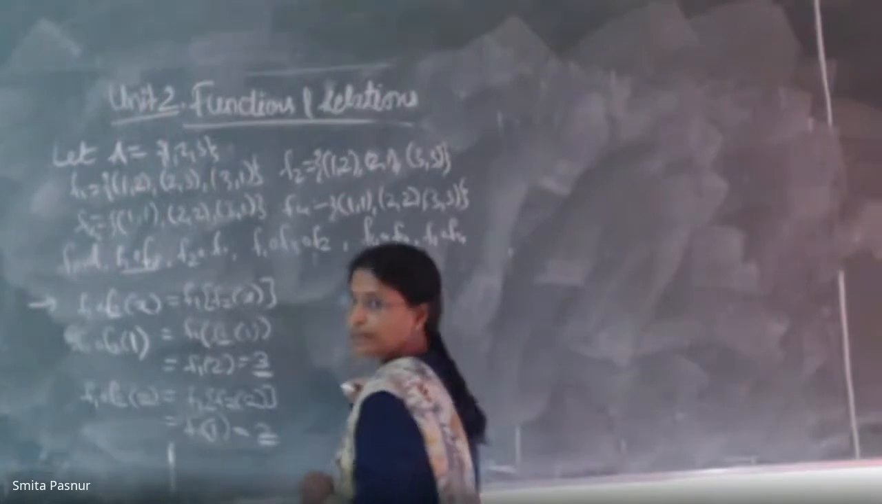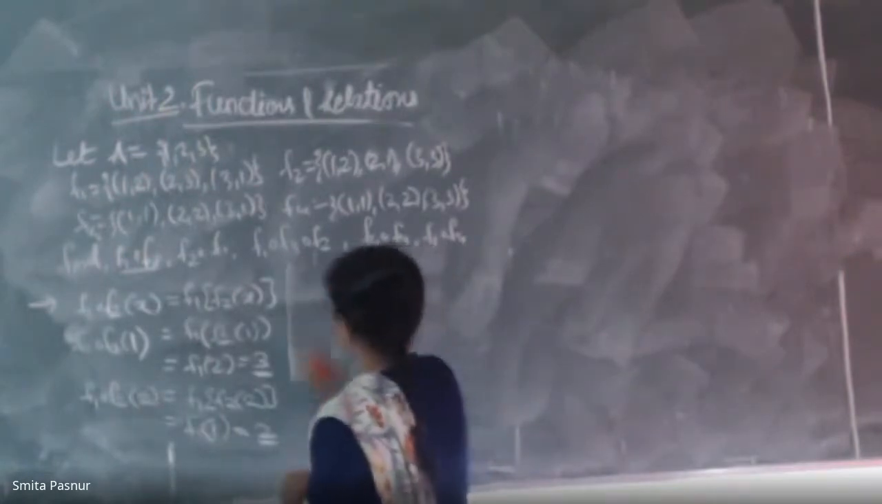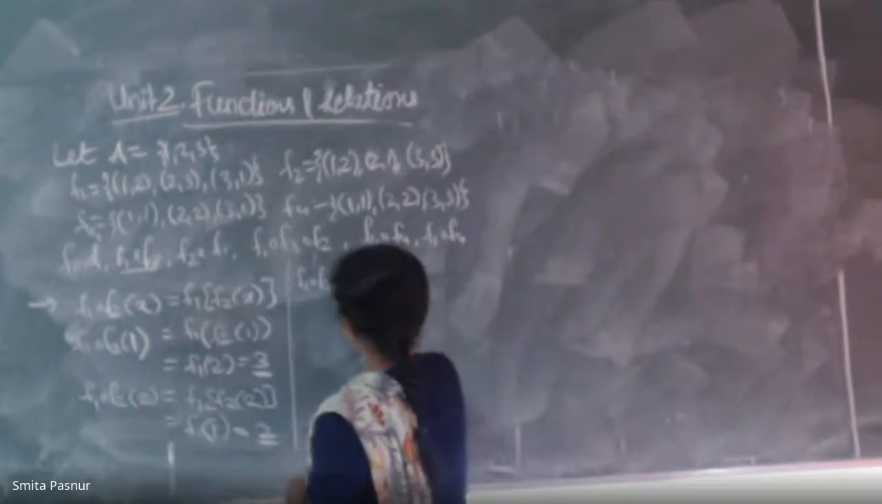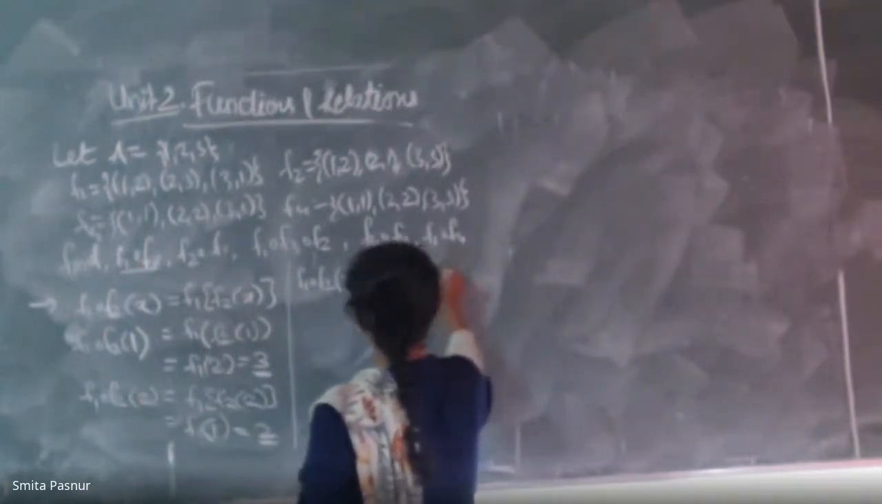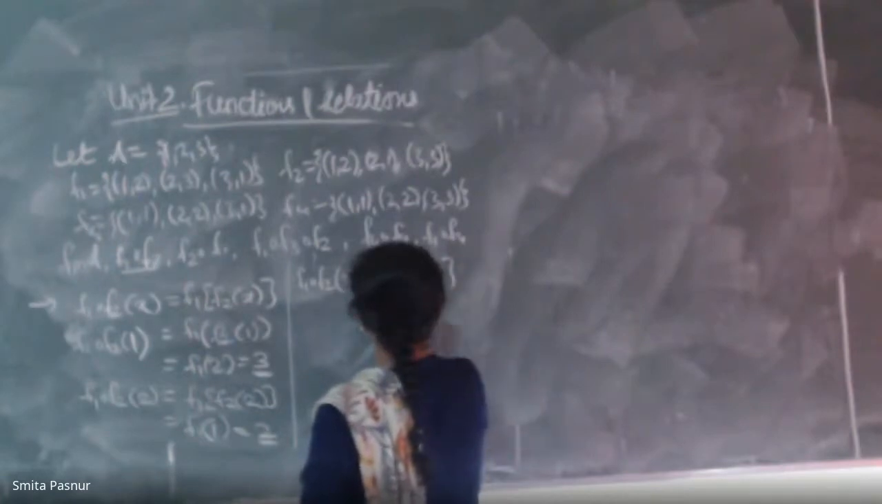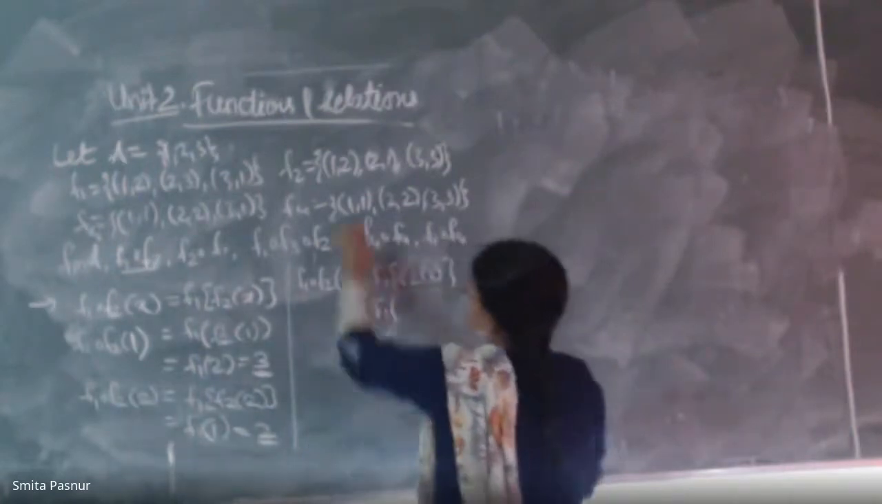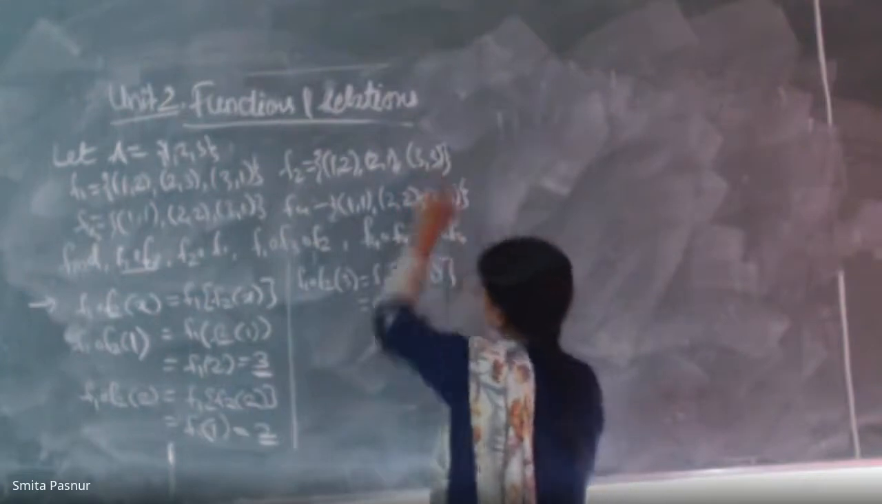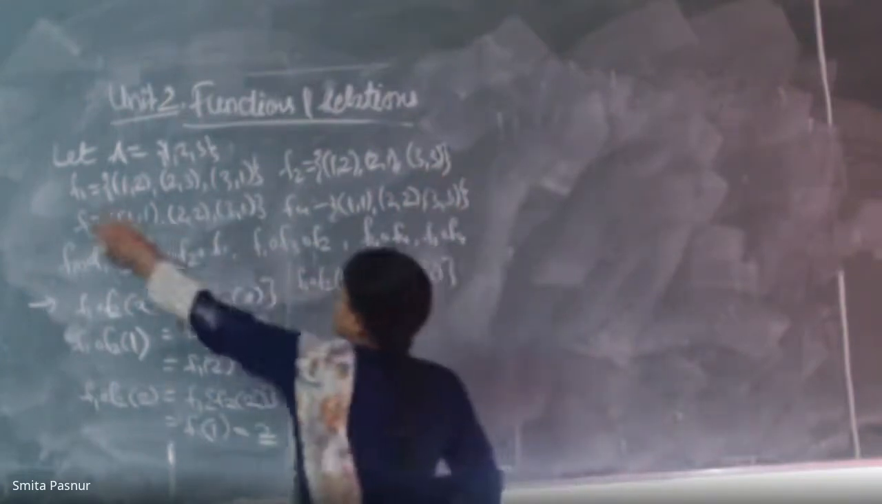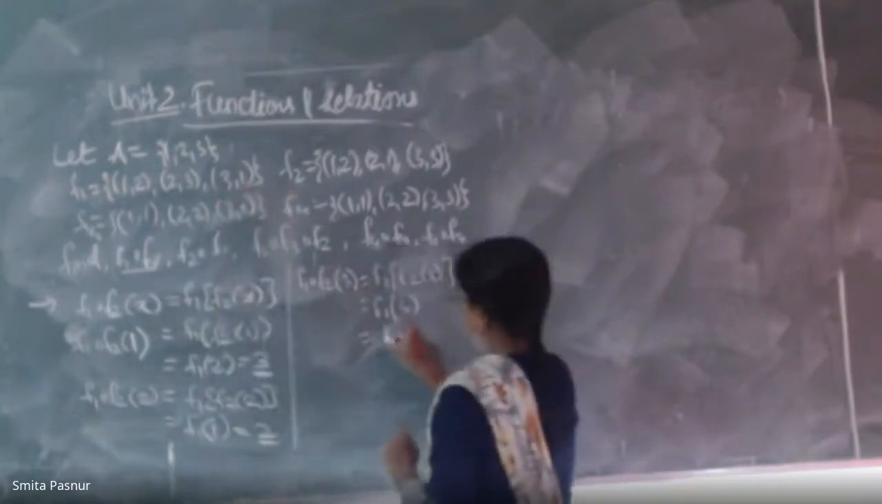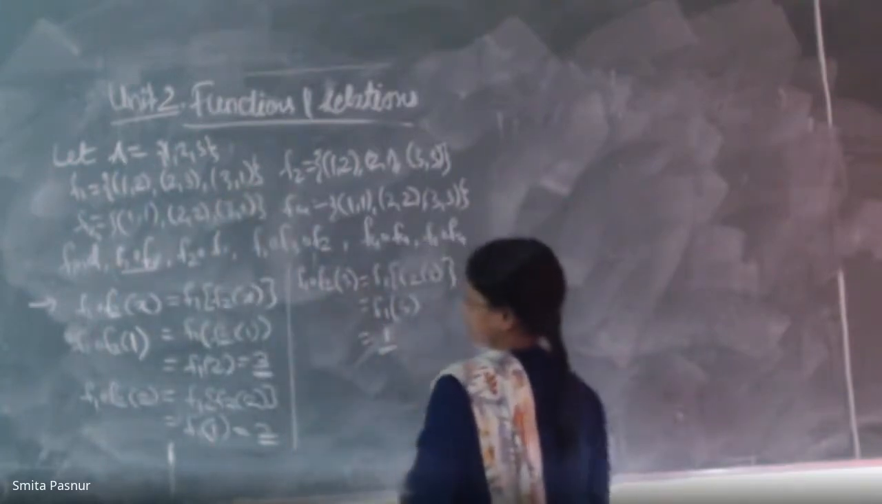Now similarly, F1 composition F2 of 3. F1 with, what is F2 of 3 now? F2 of 3 is 3 here. What is F1 of 3? F1 of 3 is 1. So we got 1. Is that clear?